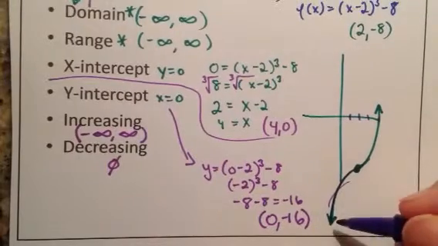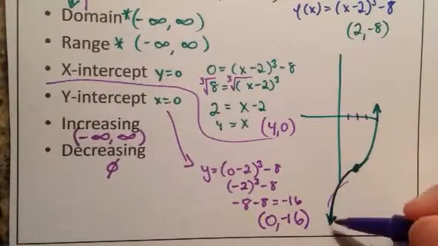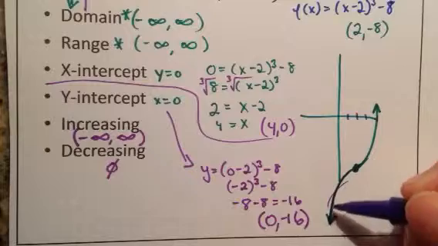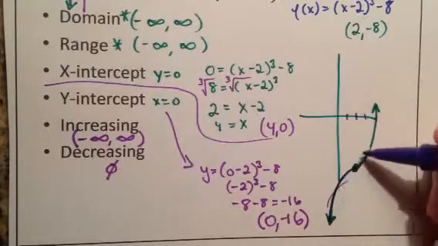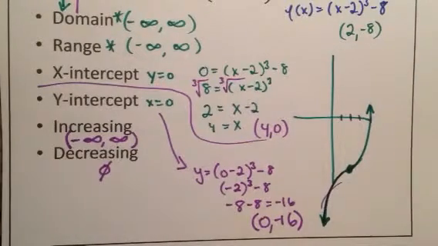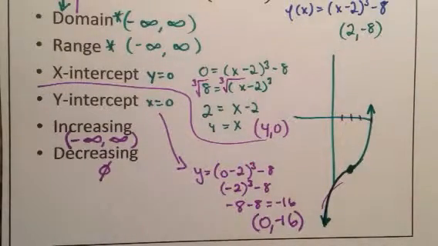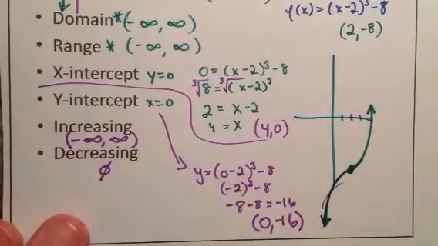But this graph, as I go from left to right, if I were riding on this wave or this roller coaster, I would be constantly going uphill in some pattern, okay? So if you're going uphill from left to right, then you are increasing.